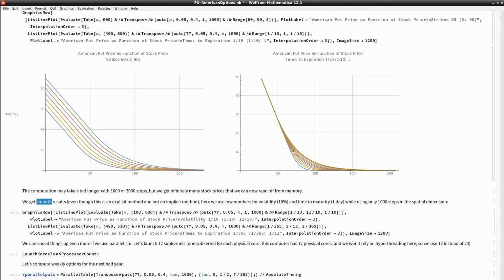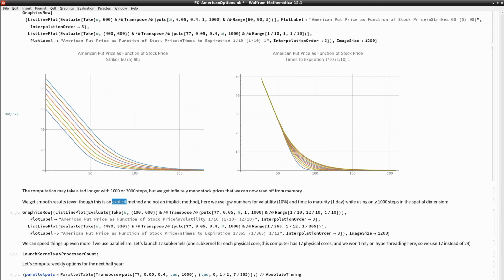We get smooth results even though this is an explicit method and not an implicit method. That's also important to notice, right? From implicit methods we can expect smoothness, but they take longer to compute. With explicit methods they're very fast, but we don't always get smooth results, right? Explicit methods can be very ragged, very unsmooth or non-smooth. So our results here are pretty smooth even for an explicit method.